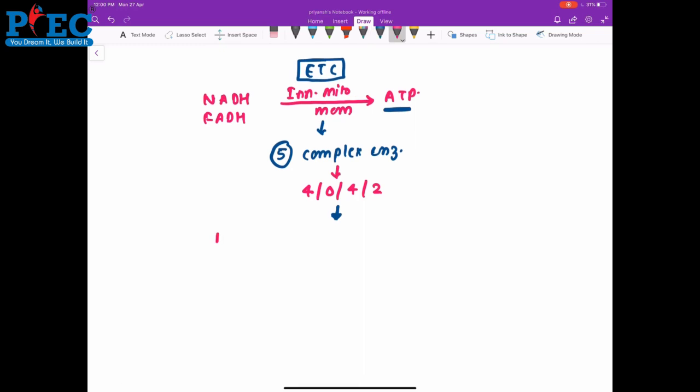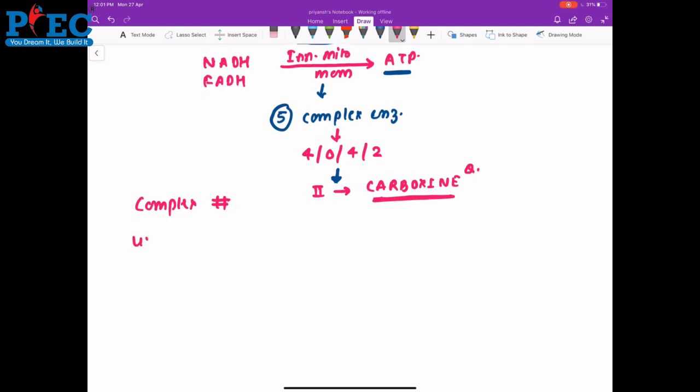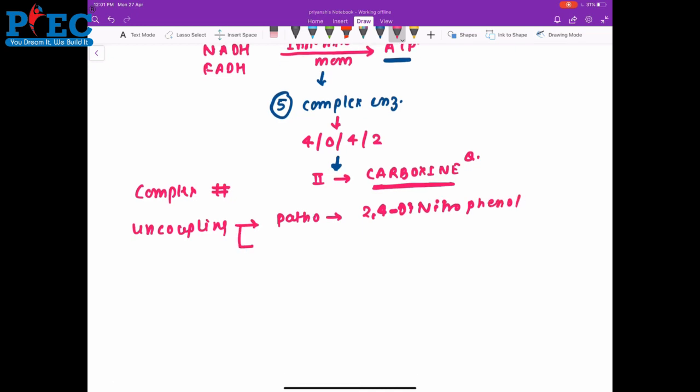There are certain complex inhibitors also, and the most important was the inhibitor of complex 2, that was carboxin. The remaining we have written in the table as well. Then I told you about the concept of uncoupling. The example of a pathological uncoupler is 2,4-dinitrophenol. The physiological uncoupler is thyroxine. And the product of uncoupling will not be ATP, the product of uncoupling will be heat.